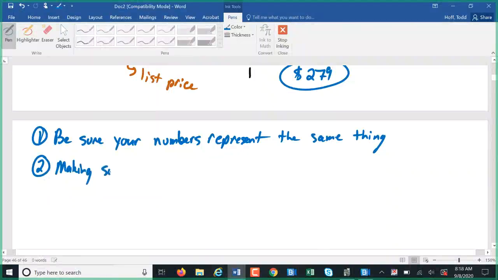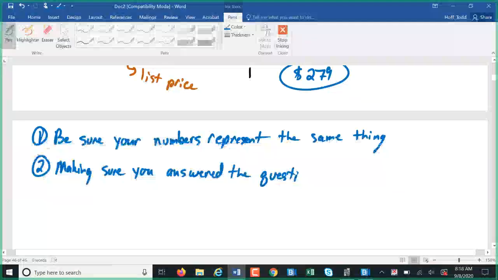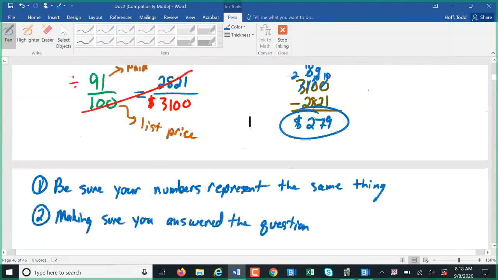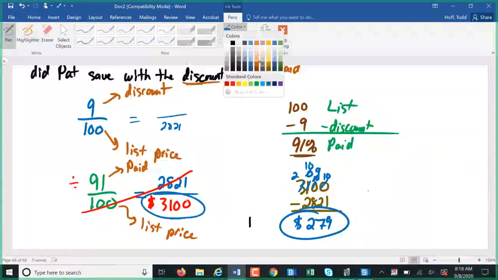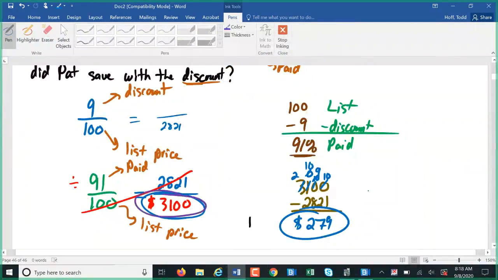The second thing this problem illustrates is the importance of making sure you answered the question. Often you've done the main calculation, the biggest part of the work, but you still have to go back and answer the question. Up here, we found that $3,100, but that was the list price, the full price. We still had to go back and subtract that list price and then subtract the amount paid to get the discount or the amount saved.